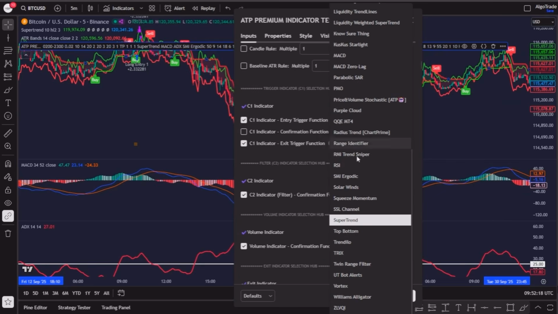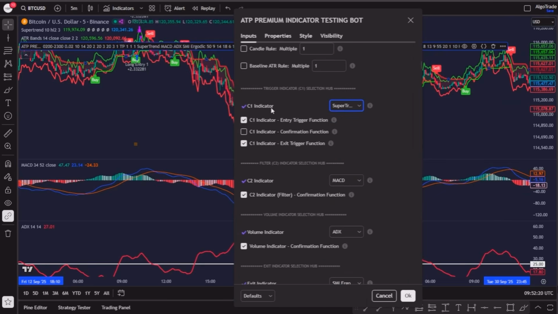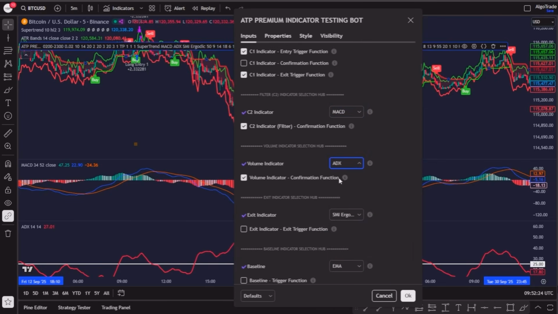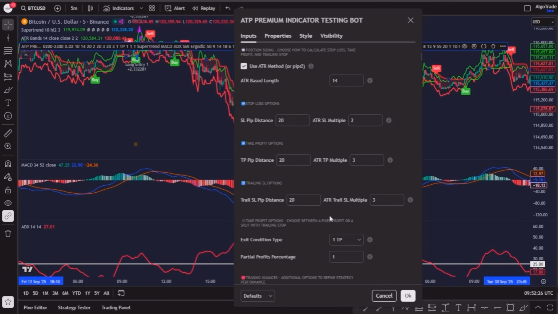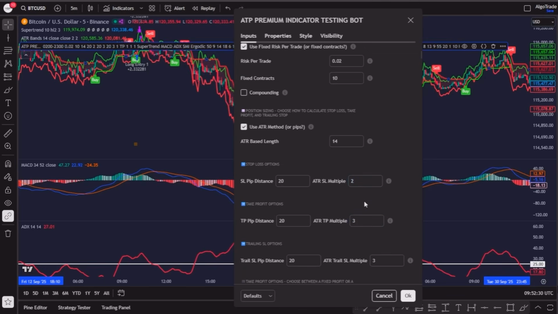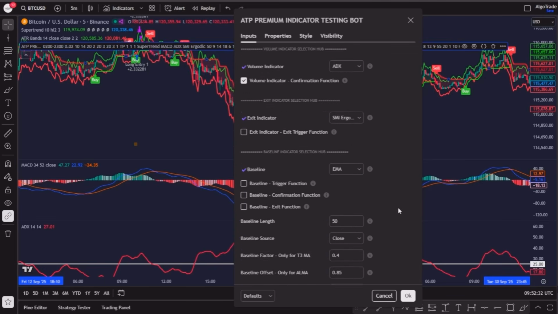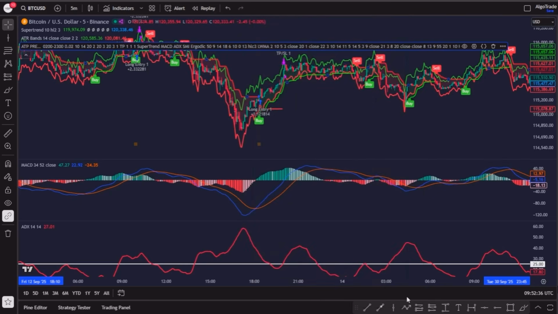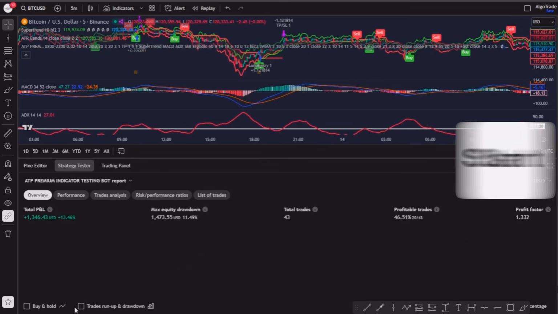So let's insert the bot, input the SuperTrend as the trigger, MACD as the filter, ADX as the volume condition, ATR Bands for stop loss, and a 1 to 1.5 risk to reward ratio. And after inserting the right indicator settings below, let's hit start and see the results.